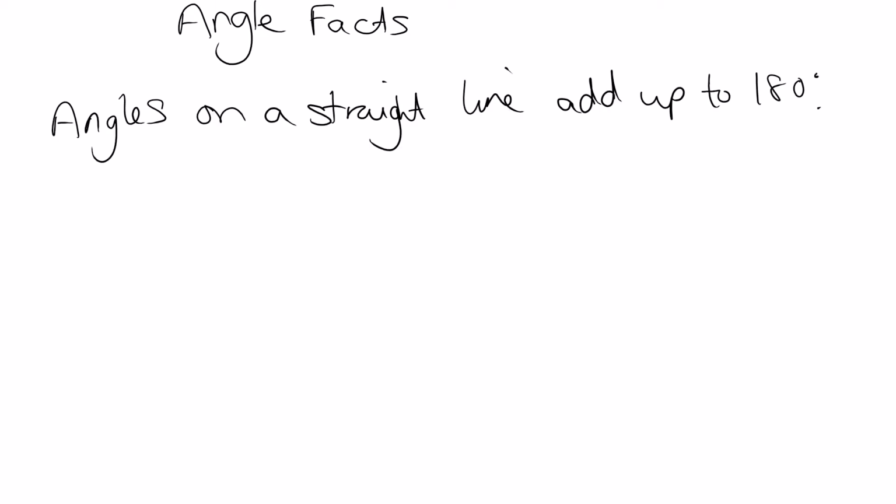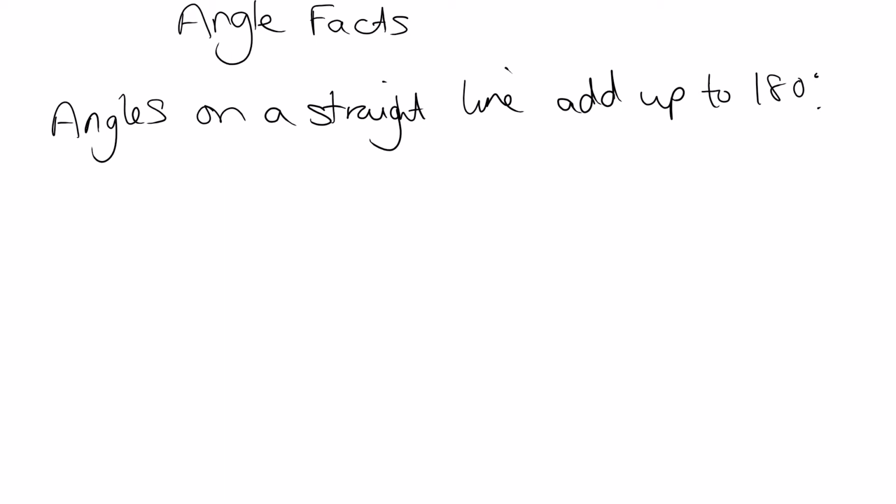Today we're going to have a look at a few different angle facts and see how we can use them in order to find missing angles. So the first one we're going to have a look at: angles on a straight line add up to 180 degrees.